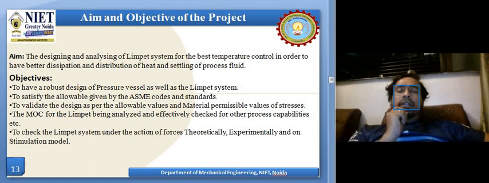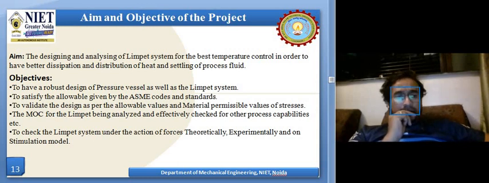Following are the objectives. Obviously, the design of the pressure vessel with the limpet system, satisfying the ASME standards and codes. Validation of the design will be done by the code. The MOC, material of construction, for the limpet system is being analyzed. And the limpet system will be checked theoretically and experimentally also.